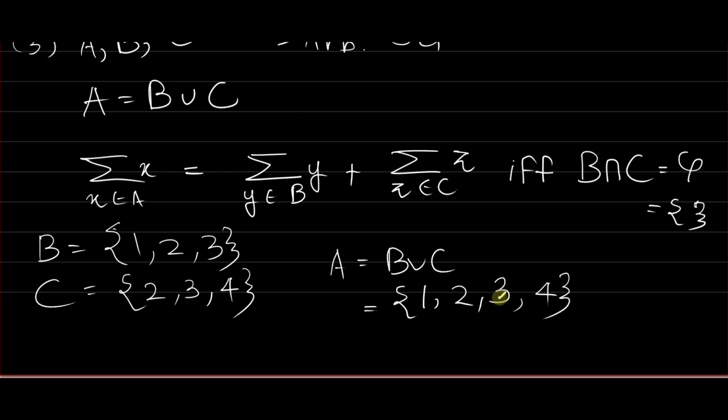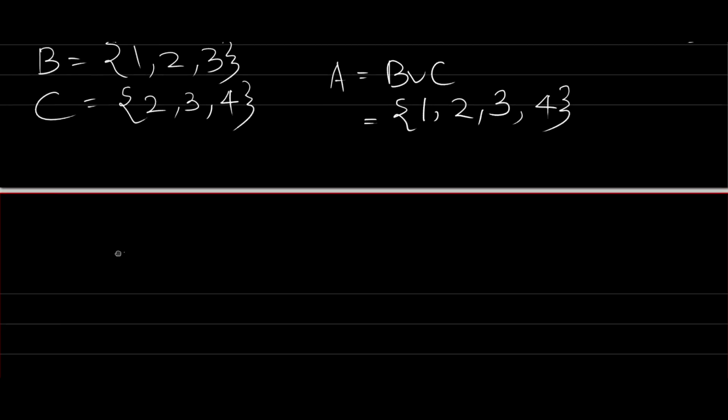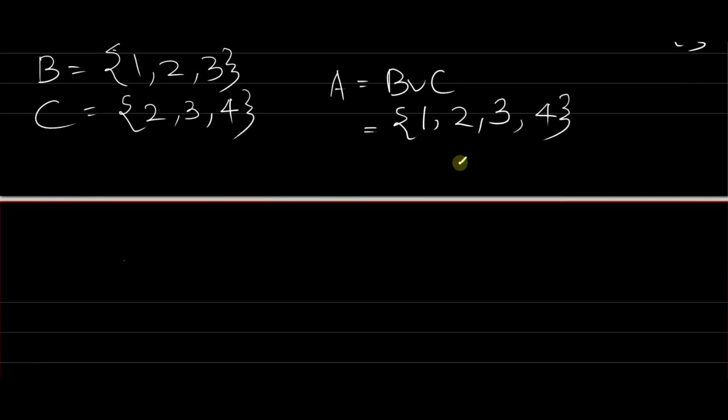Now if we try to add all the elements of set A, let's get to a new page. Or can I just scroll up? Yes, I can. So see over here, when we try to add all the elements of set A, so sigma n belonging to A of n is equal to 1 plus 2 plus 3 plus 4.